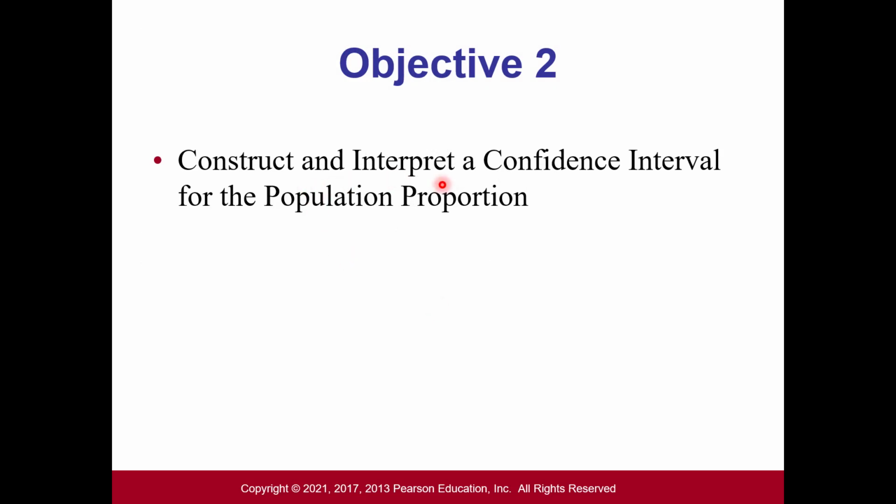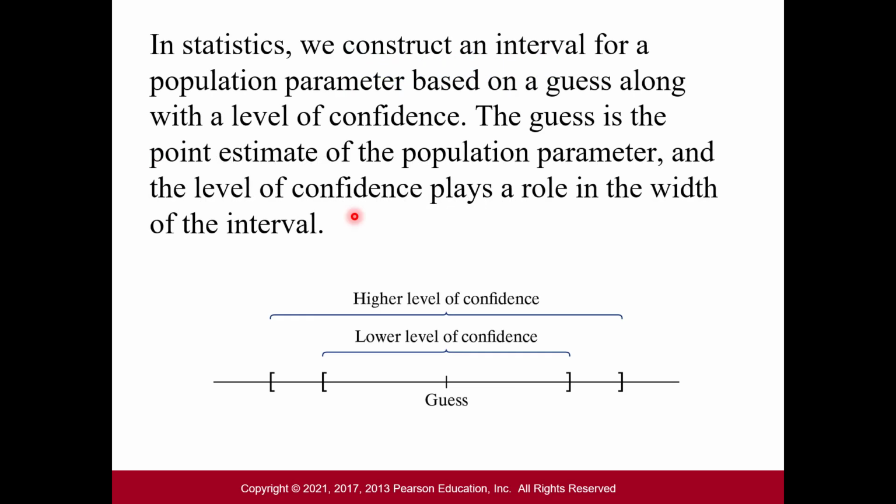Next, let's construct and interpret what's called a confidence interval for our population proportion. In statistics, we construct an interval for a population parameter based on a guess along with a level of confidence. So we have a guess, but then we also add to that a level of confidence for our guess. The guess is the point estimate of the population parameter, what we just calculated, and then the level of confidence plays a role in the width of the interval. Notice the longer the width of the interval, the higher the level of confidence. The smaller the width, the lower the level of confidence.